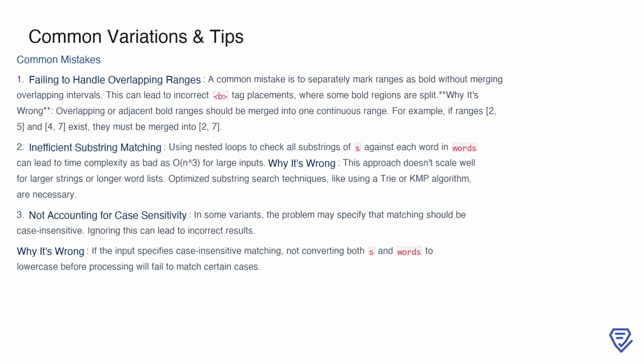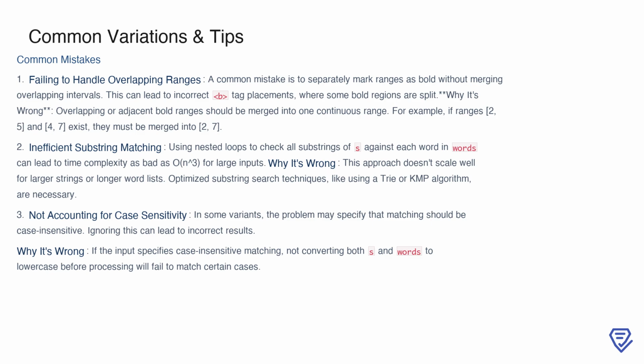When solving this problem, there are a few common mistakes to watch out for. First, failing to handle overlapping ranges is a frequent issue. If you mark bold ranges independently and don't merge overlapping intervals, you could end up with split or redundant b tags. For example, if you have ranges 2, 5, and 4, 7, these should be combined into a single interval, 2, 7. Not merging them can lead to incorrectly formatted output.